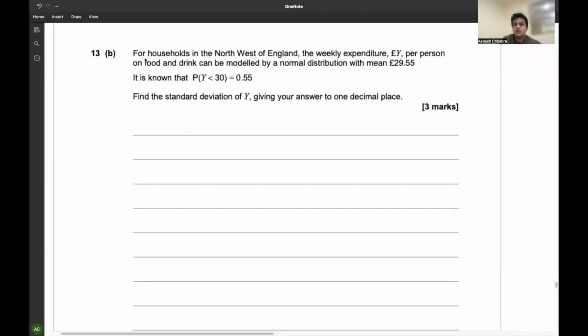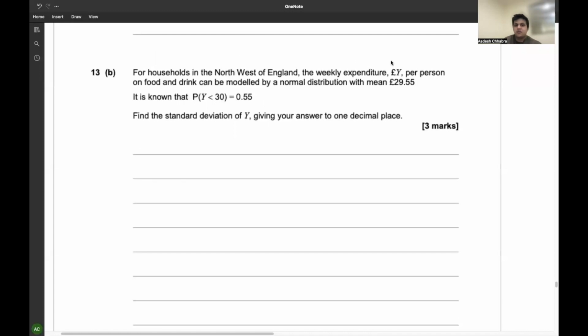For question 13B, we've been given that for households in the northwest of England, the weekly expenditure Y pounds per person on food and drink can be modelled by the normal distribution with mean £29.55. It is known that the probability of Y being less than 30 is 55%. So we have to now find the standard deviation of Y, giving our answer to one decimal place.